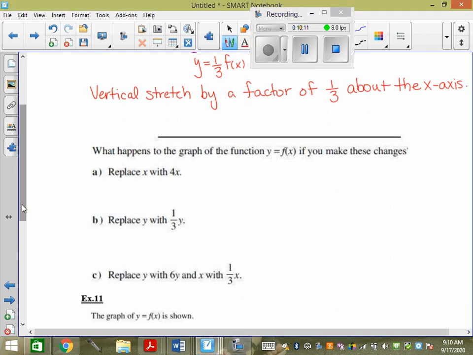What happens to the graph? You make these changes. Replace x with 4x. So we get y equals f, toss the x out, and replace it with a 4x. Okay, so we have a 4x, which means we have a horizontal stretch by a factor of what?